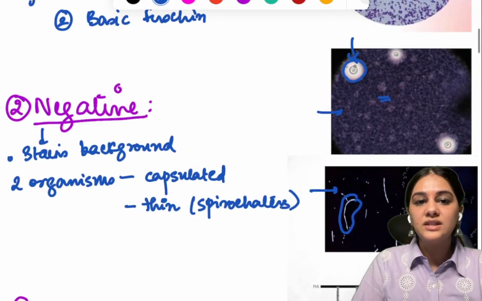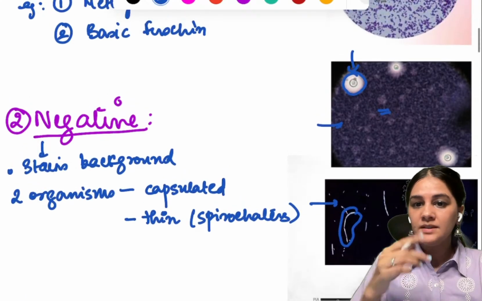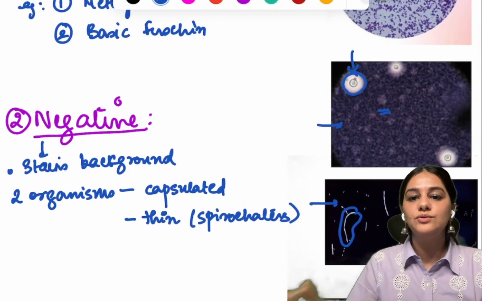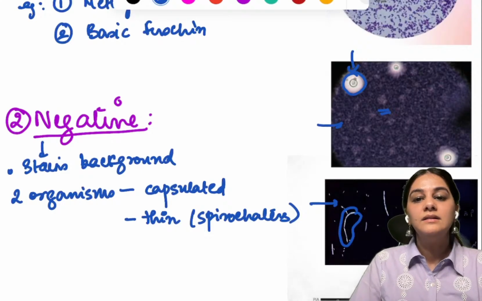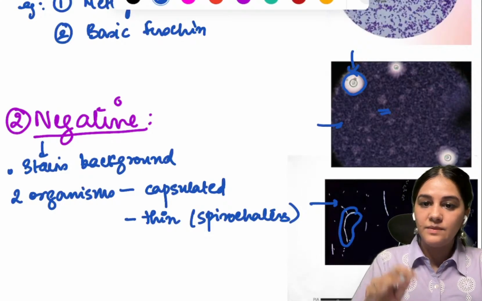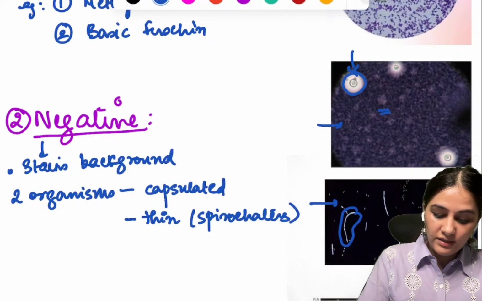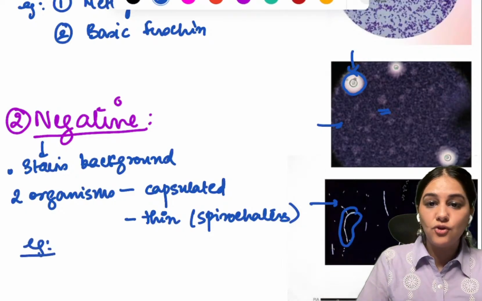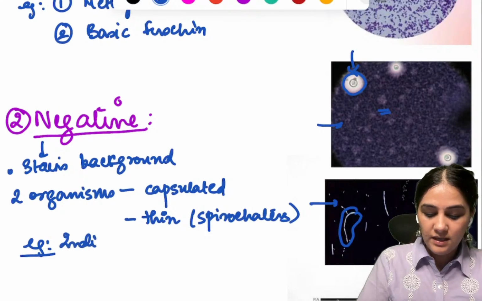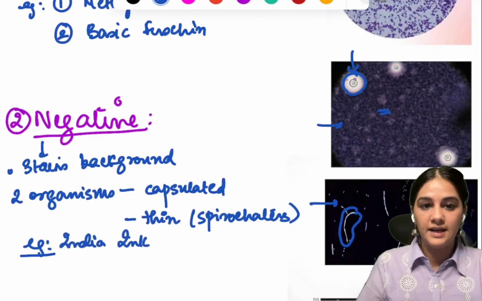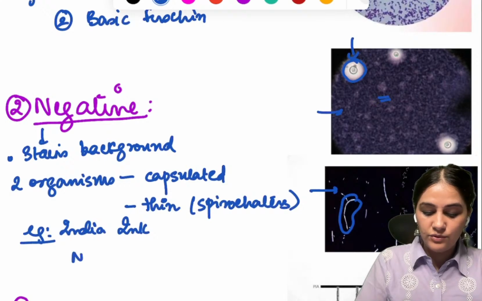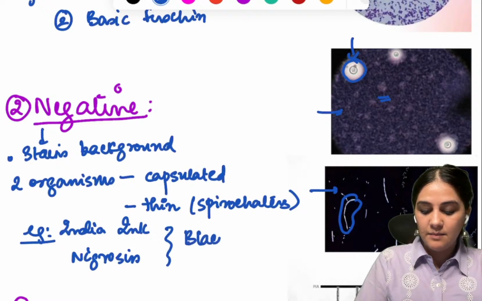So we are unable to see these bacteria with the naked eye. So we have to use certain stains, and this being the negative stain, it's going to stain the background and it's not going to stain the organism. So what are the examples of negative staining? The most common example that we use is the India ink, right? And the second one that we use is the nigrosin stain. So these both stain the background black.